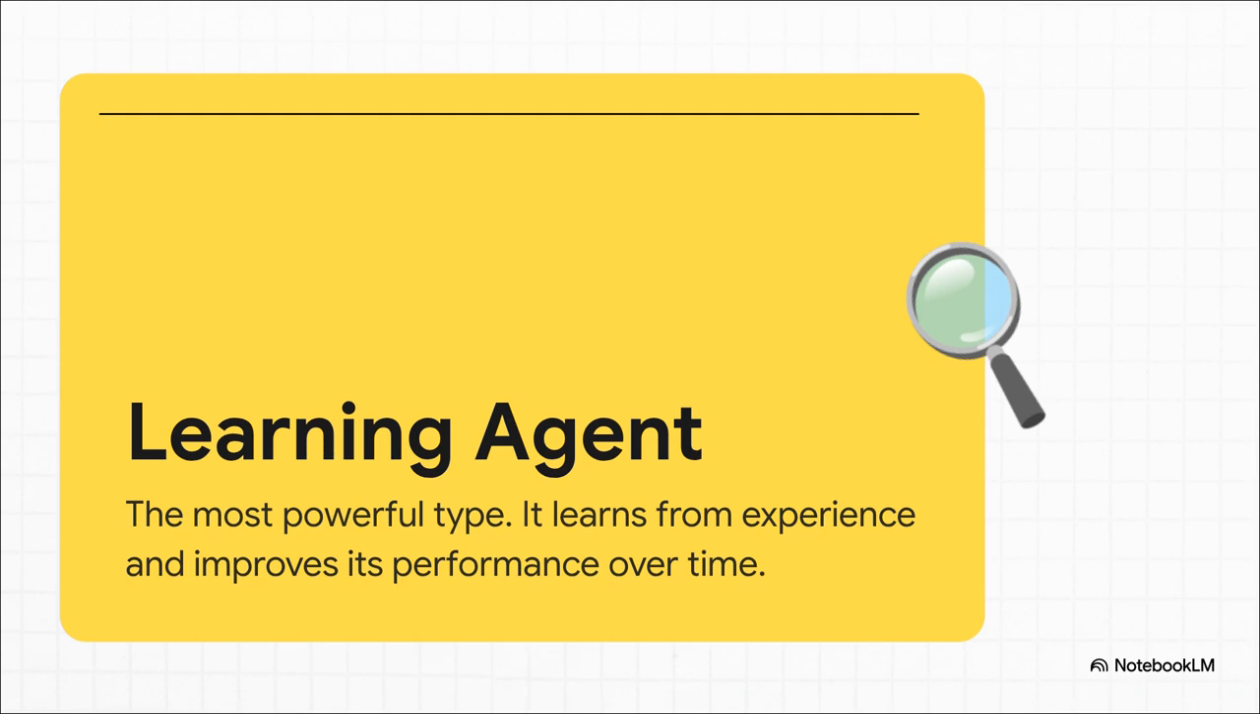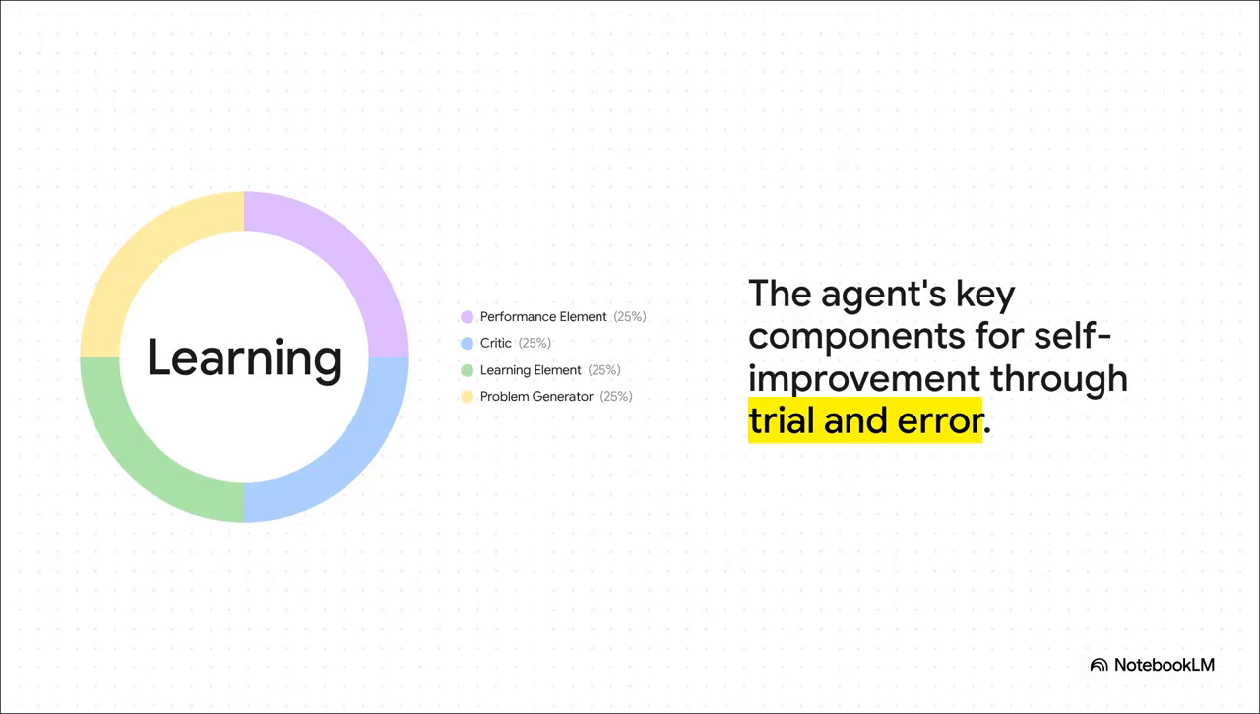A learning agent isn't just programmed with a fixed set of rules or goals. Nope, it starts with a basic framework, and then it improves its own performance through trial and error. It actually learns from what it does right, and maybe more importantly, from what it does wrong. So how does it actually do that? It's all about this really powerful feedback loop.